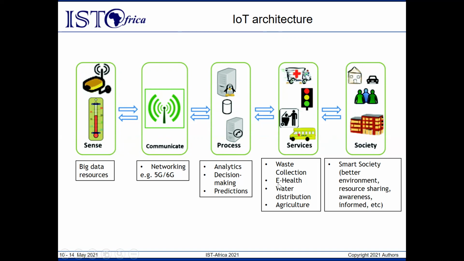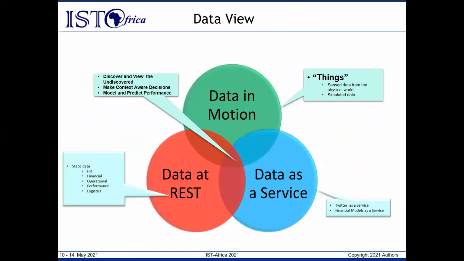Now I decided in this slide to make an example of those potential use case scenarios that can be used to deliver a service. It can be waste collection, it can be e-health, it can be water distribution, it can be agriculture. But in this context, we're gonna look at 2 of these use cases. You're gonna find out as I continue the presentation. And then at the end of the day, we're going to have what we call a smart society or a better environment, depending on the use case that we are using this architecture for.